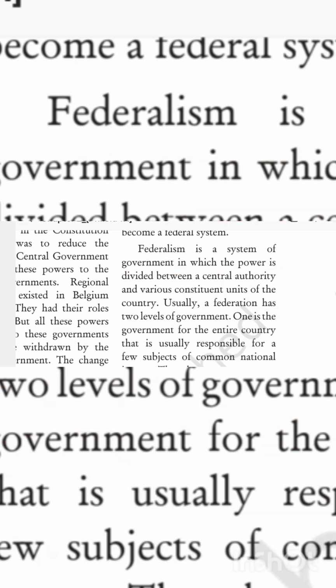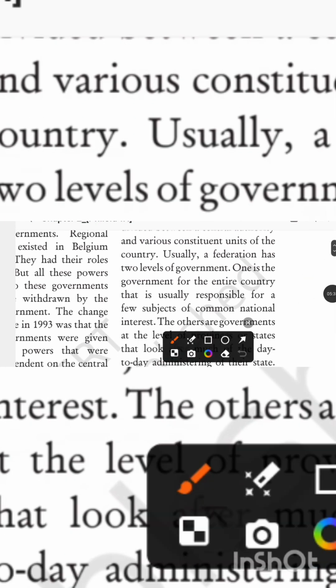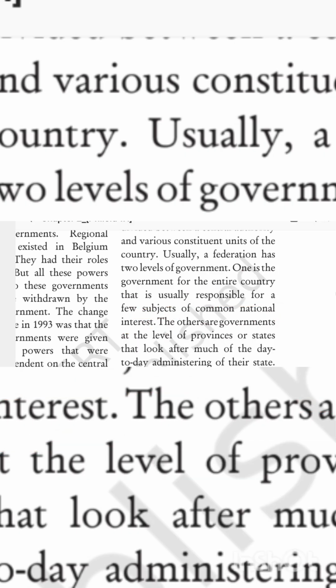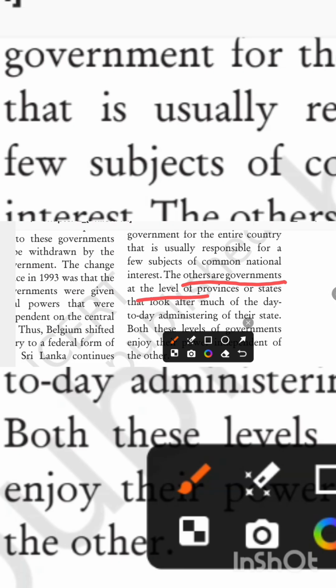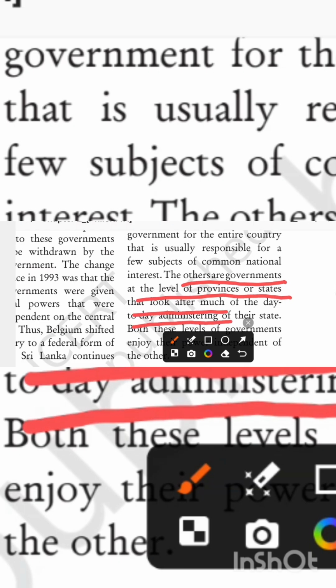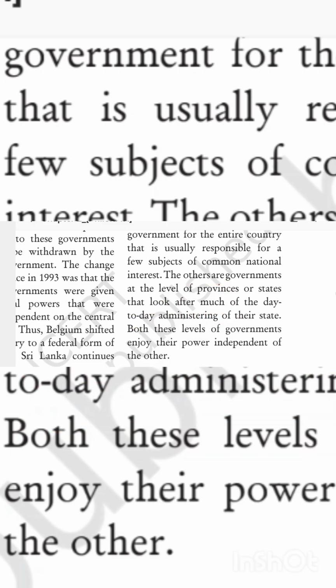Usually a federation has two or more levels of government. One is the government for the entire country that is usually responsible for a few subjects of common national interest. And the others are the governments at the level of provinces or states that take care of much of the day-to-day administering of their states. So here you can see these two levels of government, how they function at the country level as well as the state level.